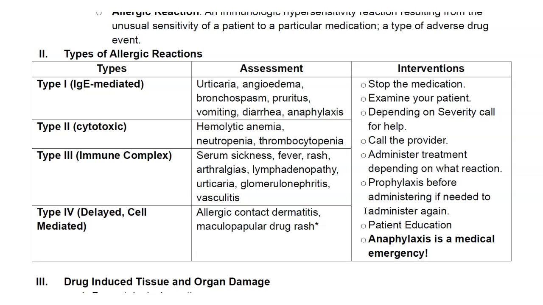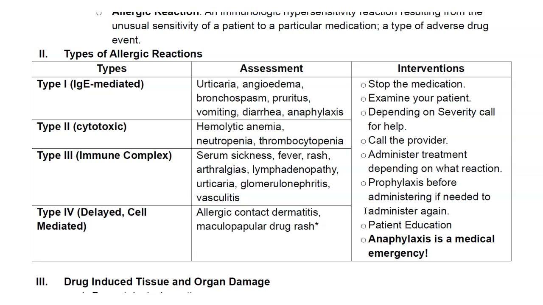So treatment can vary depending on the severity of the reaction. You may give antihistamines. Sometimes you may need to give glucocorticosteroids, and then so on. Again, it depends on how the patient is doing. So again, it's important to examine your patient or assess your patient.